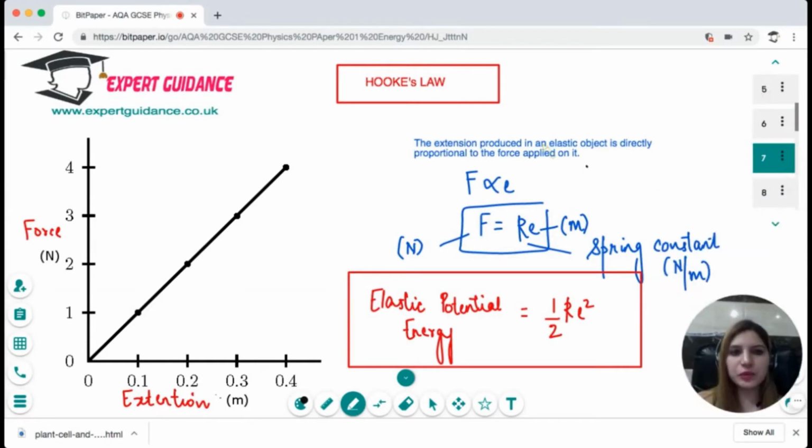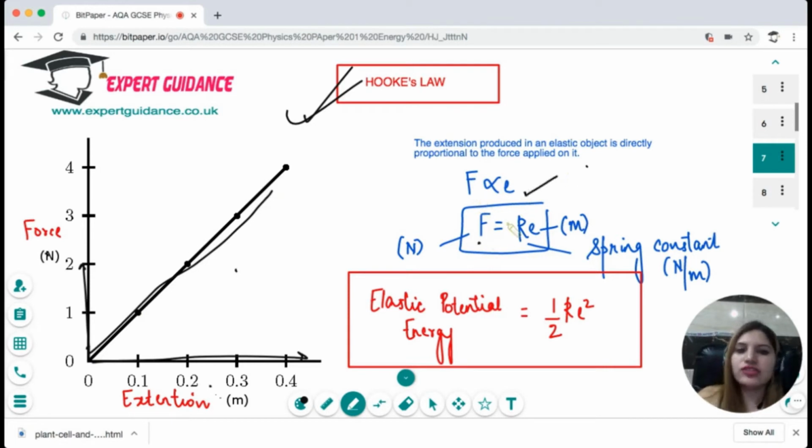Next is Hooke's law. Hooke's law says that when you have any elastic object, as we increase the force, the extension increases up to a level. So the force and the extension have a linear relationship. Force is directly proportional to extension e, where F is Ke. K is the spring constant, which is specific for a certain spring. And to calculate the elastic potential energy stored in the spring, we do half times K times e squared.